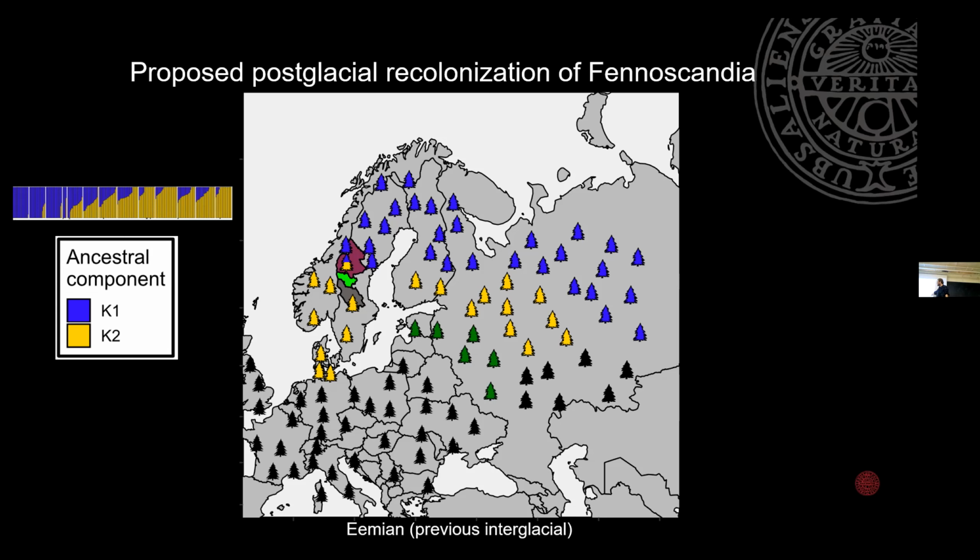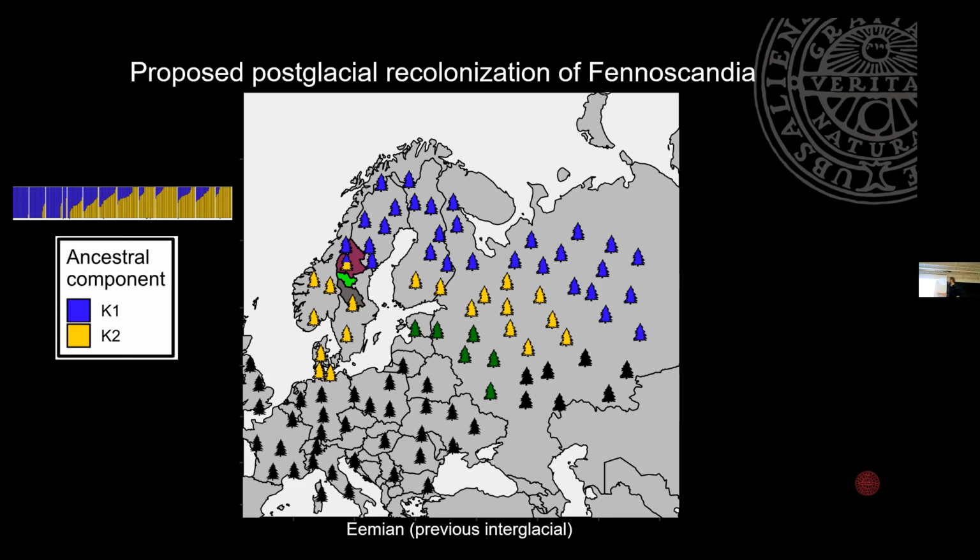Then the black trees are not really part of these two ancestral clusters. They are a different one. They are coming from the south, so they didn't really affect the results. And then there are the green ones. It's actually the trees that are now in the Baltics. These are genetically different from the ones in Scandinavia.